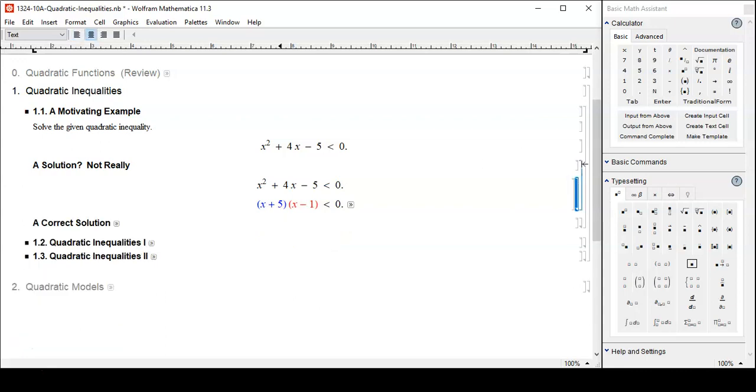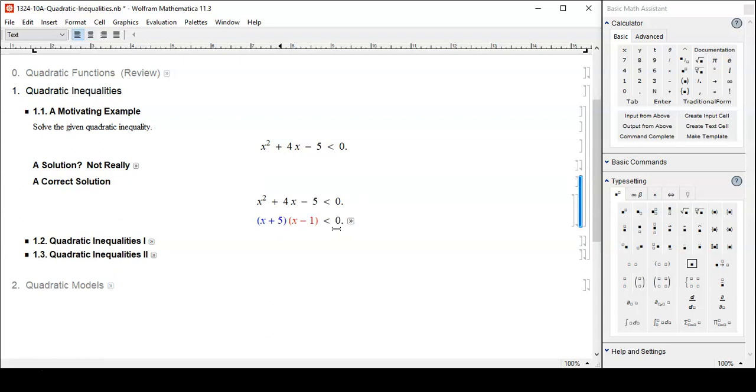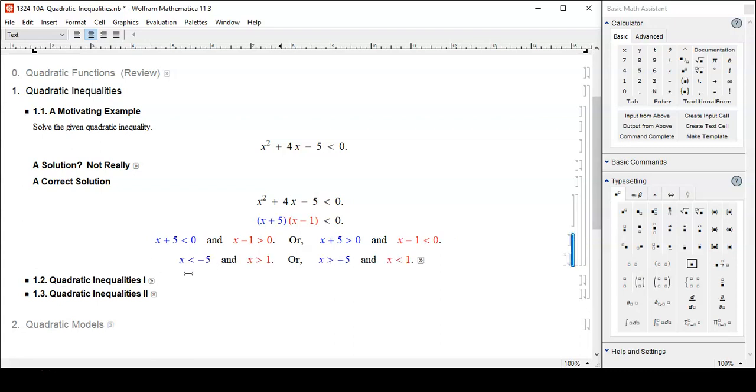So how do we make it right? One way to do it is to use logic like this. Same idea, blue times red is less than 0. And then we use this logic. Blue is negative and red is positive, or blue is positive and red is negative. So from these four inequalities, we get these four. X is less than negative 5 and x is greater than 1. X is greater than negative 5 and x is less than 1.